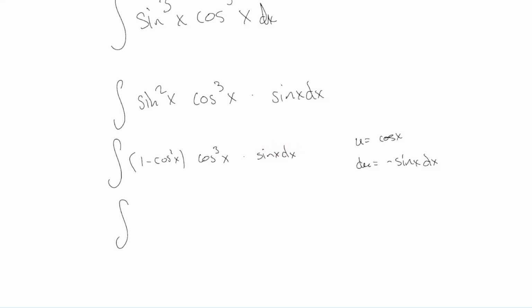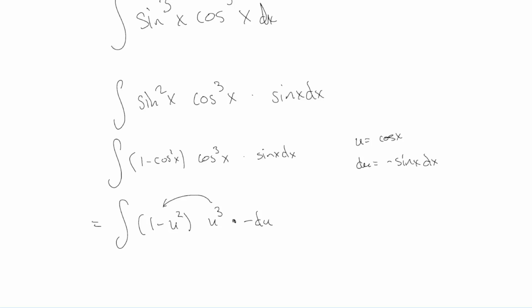But anyway, when I do the substitution, it becomes 1 minus u squared, u cubed, and then times negative du. This is how the substitution goes. I hope that you said something like that. And now, how do we do the integral? Well, there's a minus sign in there. I'll just pull it all the way out of the integral. And then the other parts, I'm going to distribute.